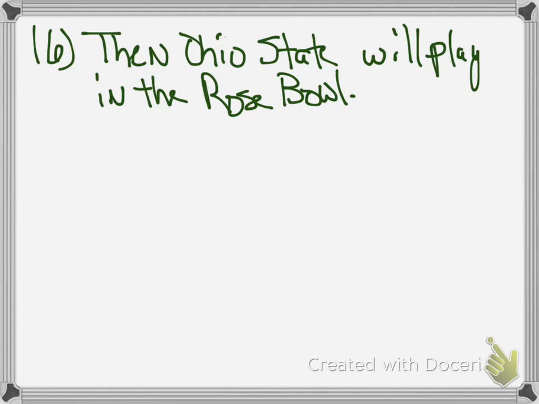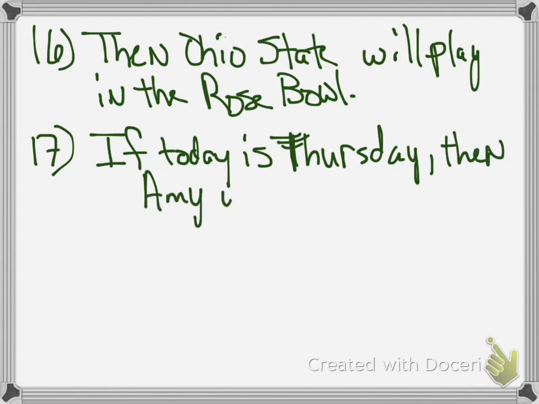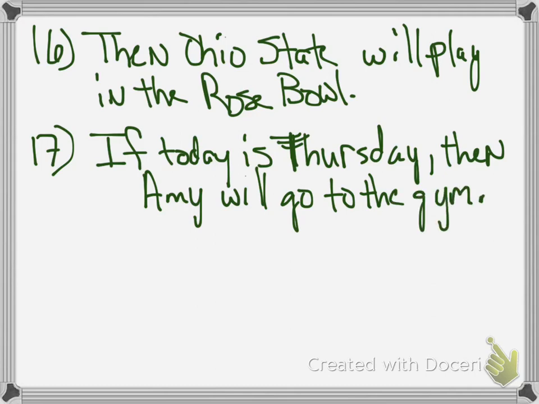So let's look at the next part, number 17, law of syllogism. Again, this is where we get rid of that middle part. If today is Thursday, then Amy is off from work. If Amy is off from work, then she will go to the gym to work out. So if we join this: if today is Thursday, and we're already establishing that she's off from work by the two statements, now we're joining this together, then Amy will go to the gym. Okay, so there we go with that.